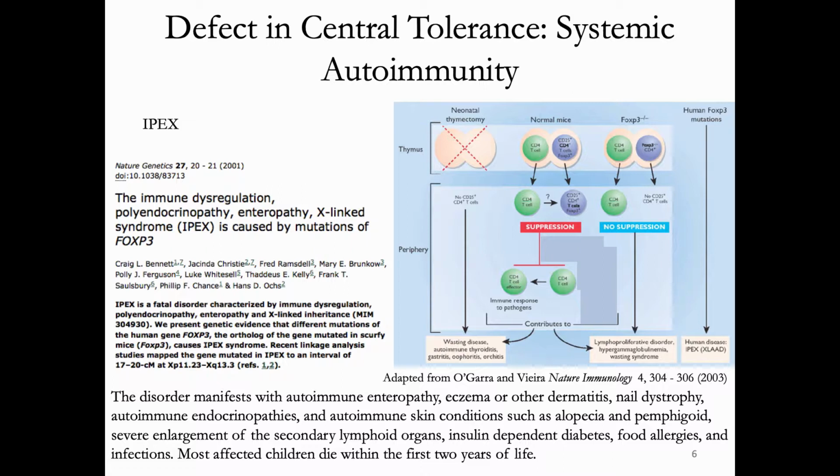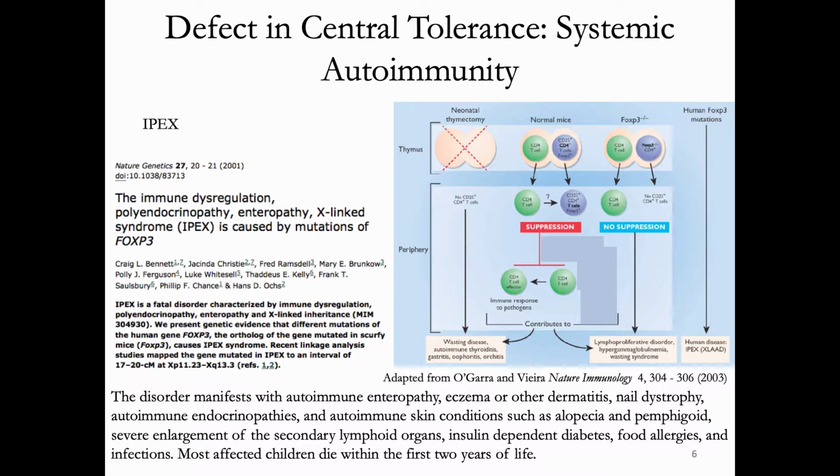Some of the issues that these boys have are autoimmune enteropathy, so autoimmune issues in their GI tract, eczema or other dermatitis, nail dystrophy, autoimmune endocrinopathies, so some type of attack on the endocrine gland, autoimmune skin conditions, could be alopecia, could be pemphigoid, could be a bunch of things. Huge secondary lymphoid organs, diabetes, food allergies, and infections. Most kids with this die within their first 2 years of life. And this disease is a mutation in FOXP3.